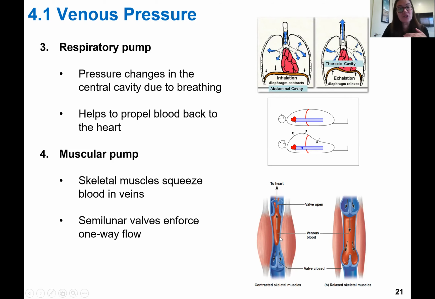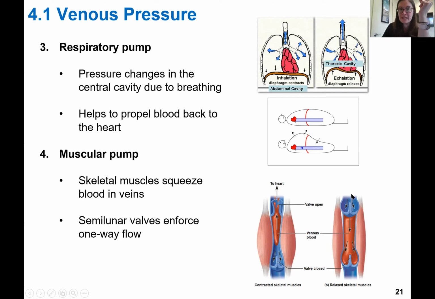All right, and the last thing is our muscular pump. This is why exercise is important. As you constrict muscles, particularly in your lower limbs, but it also helps with your arms, you are going to push on the blood that's in the veins running between those muscles. And as you do it, you help push it back towards the heart.